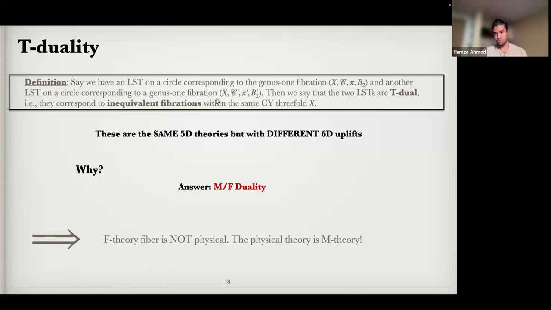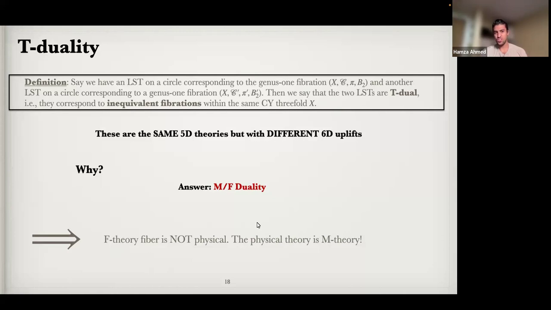You can go from, say, this vibration to the other, and that just means that your theory is the same. Your 5D theory is the same theory, but it has different 6D uplifts, because in 6D or in F theory, you don't have the freedom to move in the moduli space of the fiber. So you can't really go between these two vibrations.